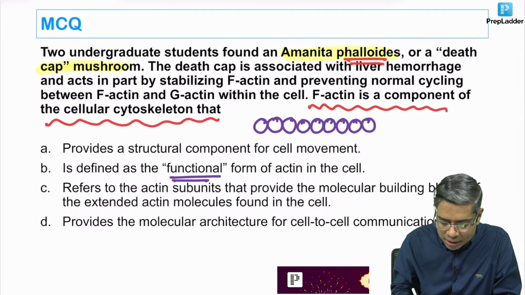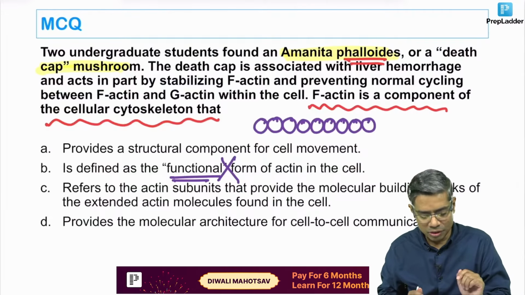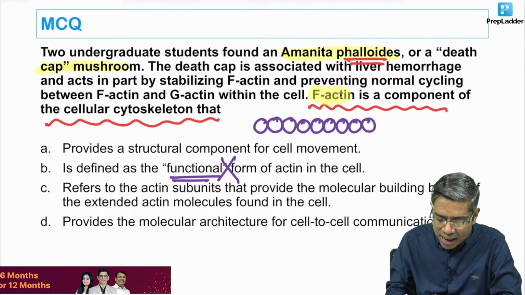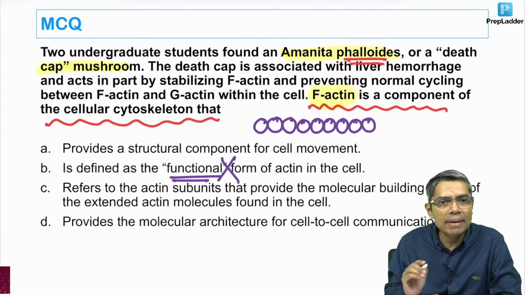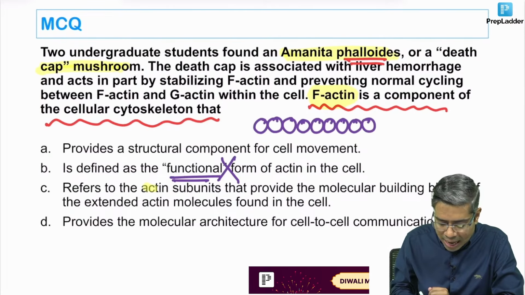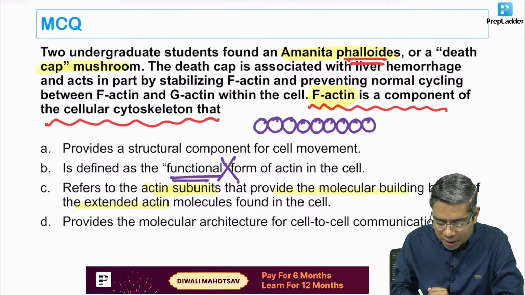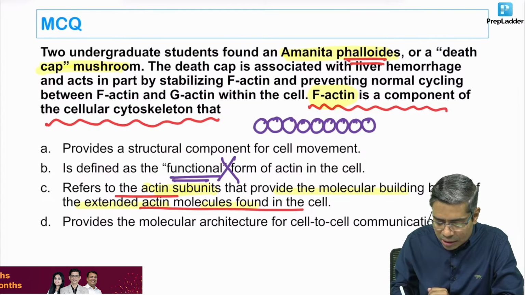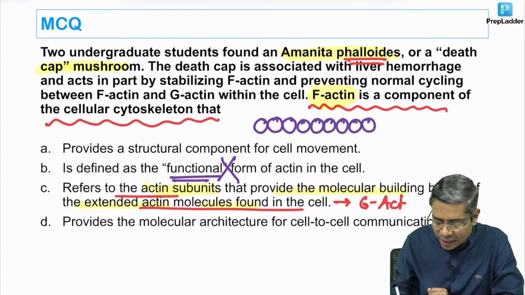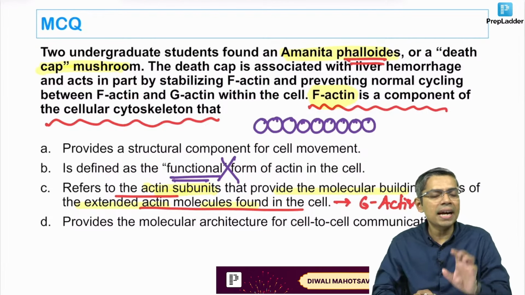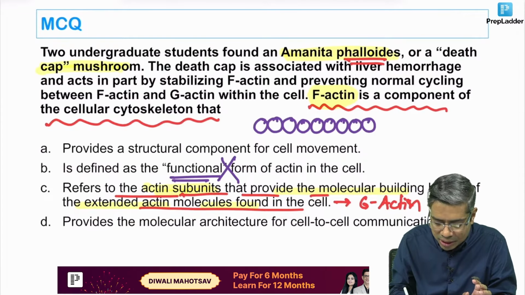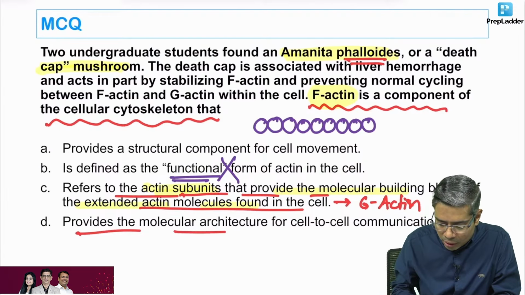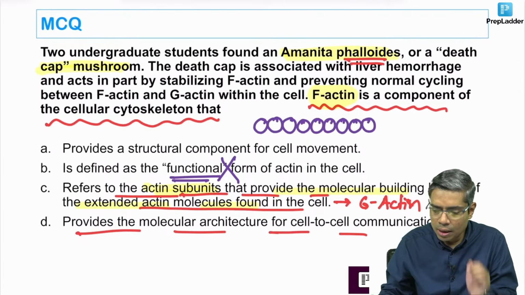The first option defines it as the functional form of actin. This is wrong. F stands for filamentous, not functional. The next option says it refers to the actin subunit. So what is the question? The question is, what is the meaning of F-actin? Refers to the actin subunit that provides the molecular building block of the extended molecule. This is also false because this description is of G-actin, not of F-actin. G-actin means globular actin, and that is the subunit that provides the molecular building blocks of the extended filamentous actin. Then, provides the molecular architecture for cell to cell communication.